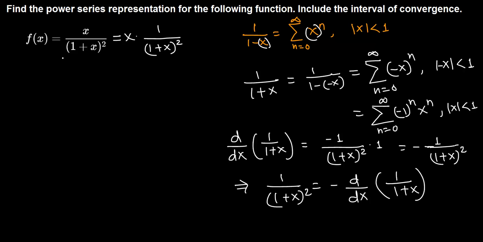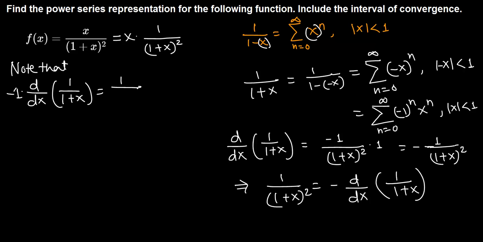So what I would do here, note that negative 1 times the derivative of 1 over 1 plus x is 1 over (1 plus x) quantity squared.